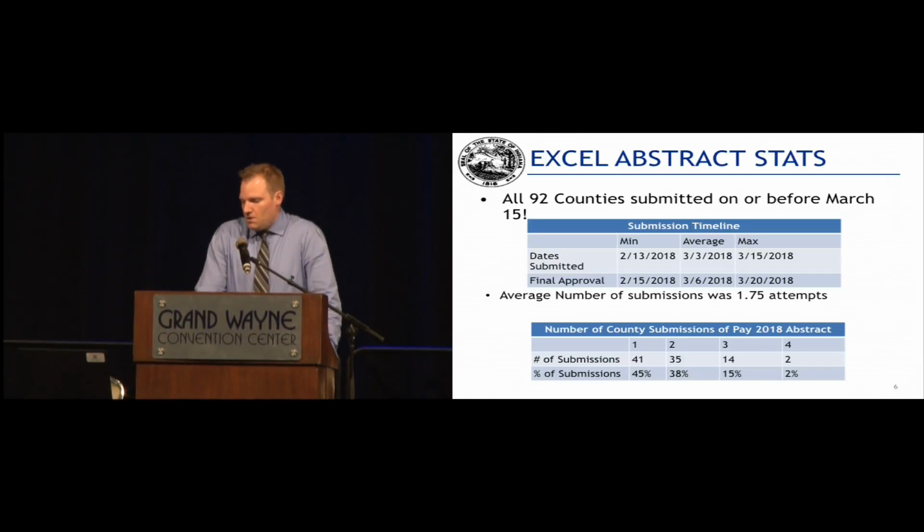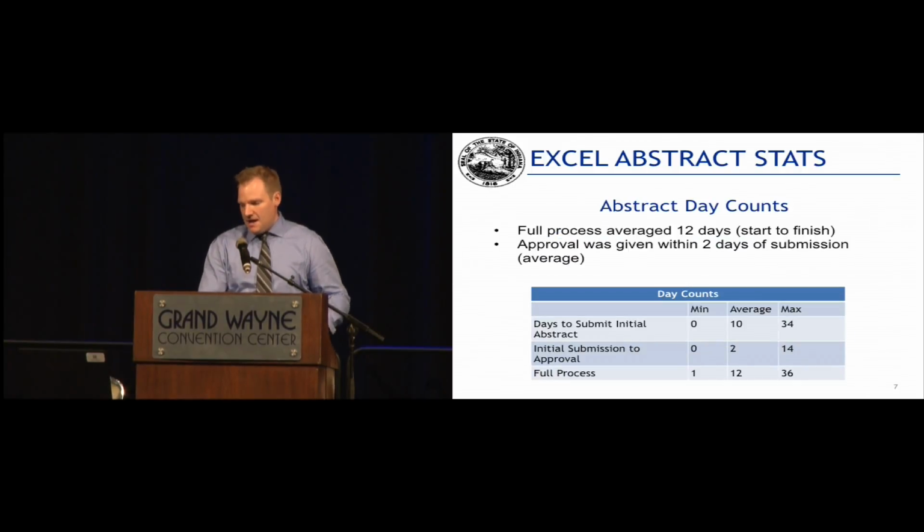Like the property tax relief workbook, for the abstracts I looked at a day count. I was just curious to see, on average, from the date a county received their abstract, how many days it was taking to complete and go through the full review process. On average, the process took about 12 days, from the time you received your abstract to the time we gave you final approval. So around 2 weeks, which I thought was a pretty good timeline.